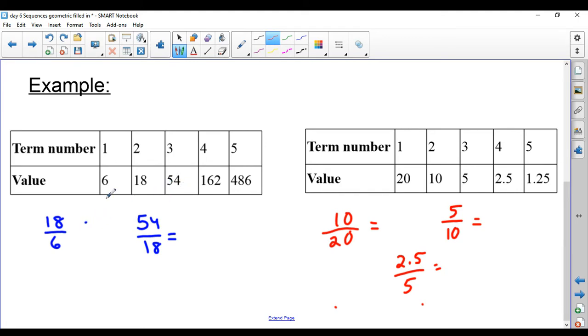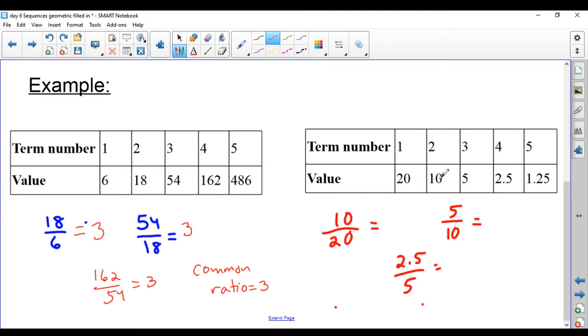To check if it's geometric, we take the 18 and divide it by the number before it. Divide it by 6, and you get 3. Take 54 and divide it by the value before it. You get 3 again. And we could continue. 162 divided by 54 is 3. This is a geometric sequence because there is a common ratio of 3.